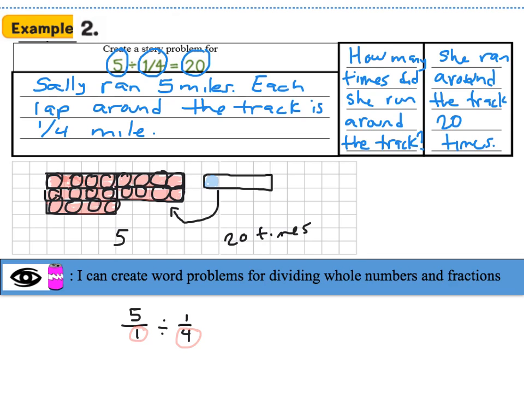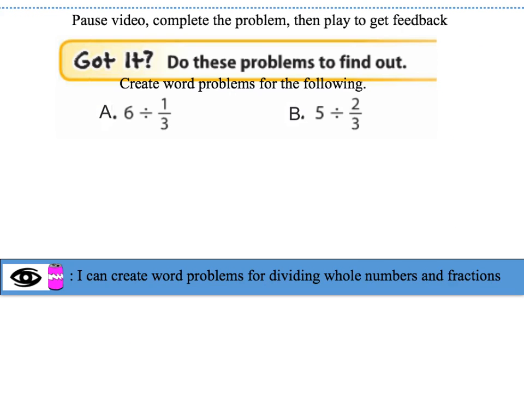Now we can go back and check with our algorithm. 5 over 1 times the reciprocal of 1/4, which is 4 over 1. You can't cross cancel, but 5 times 4 is 20 over 1, so we still get the same answer of 20. So go ahead and pause the video, complete the problem, and then play it back for some feedback.